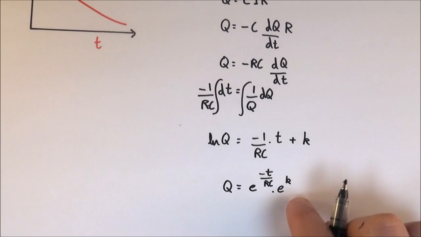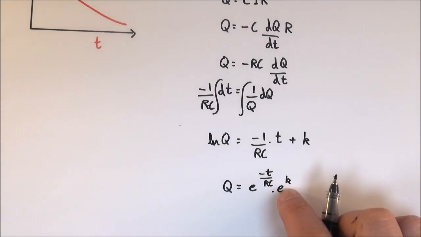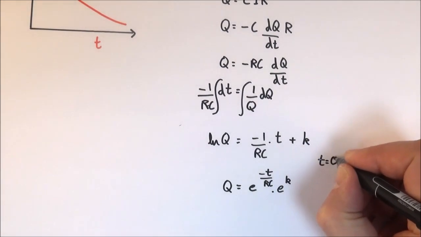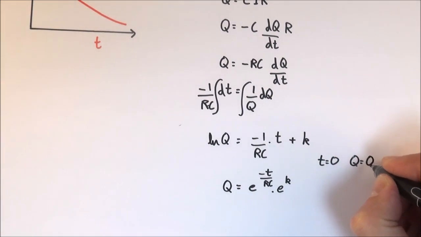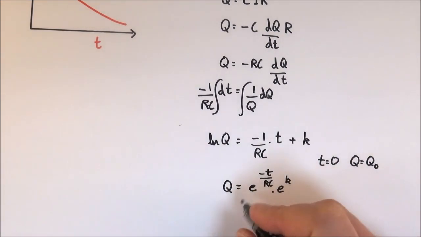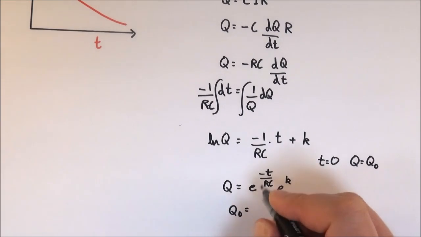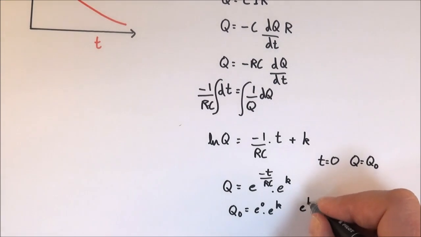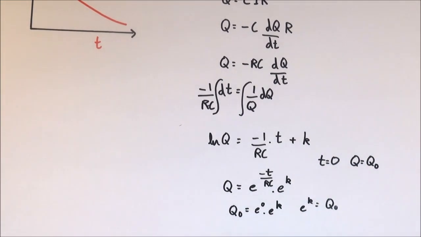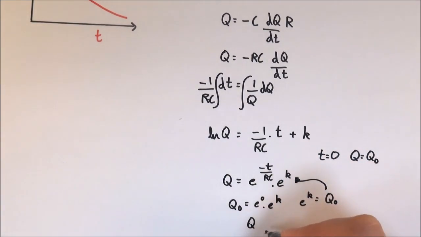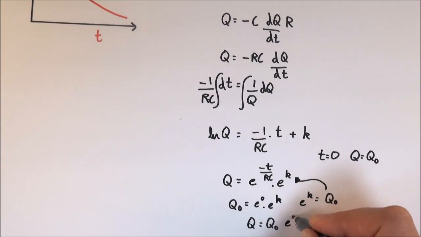We need to think about solving to find out what this integration constant is. What we know is that at time equals 0, the charge is equal to the initial charge, which is Q naught. So if we put this in, we find that at time 0, Q naught is equal to e to the 0, which is just 1, times e to the k, which means that our constant e to the k is equal to Q naught. We can then put this back into the equation up here to find that at any time, Q is equal to Q naught e to the minus t over RC.